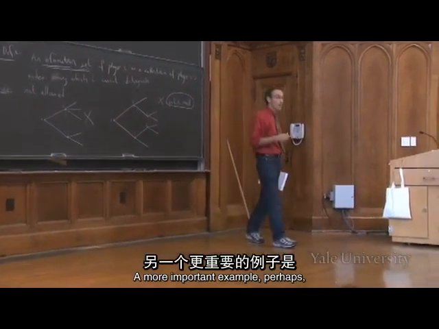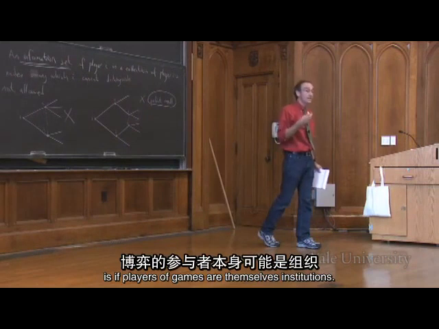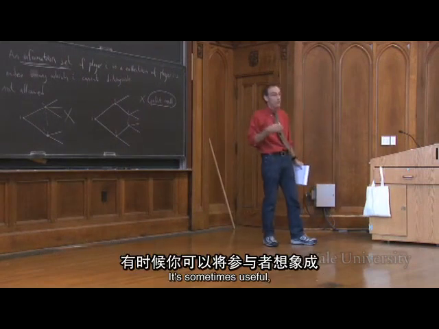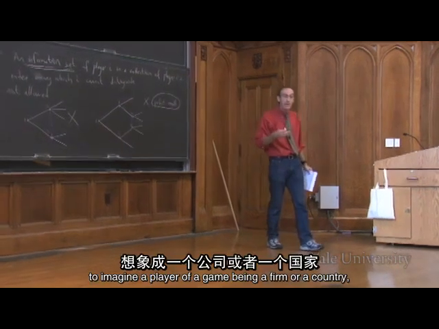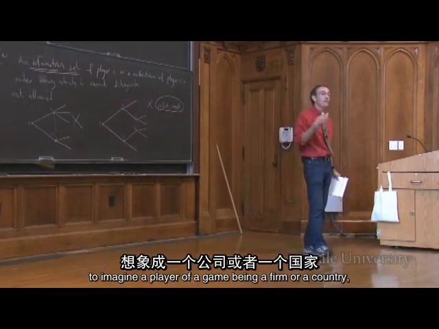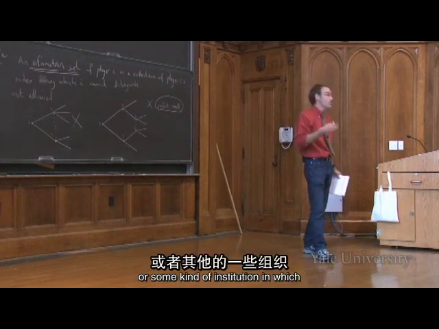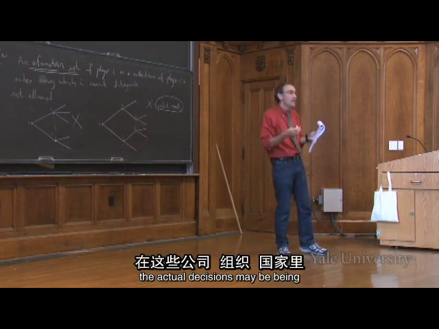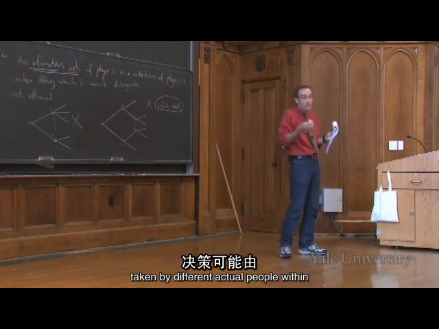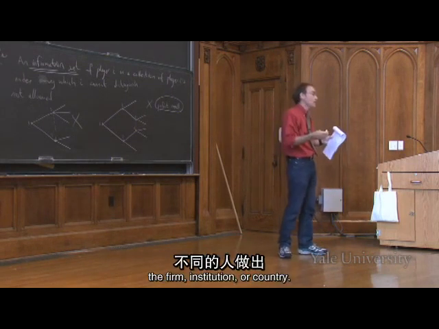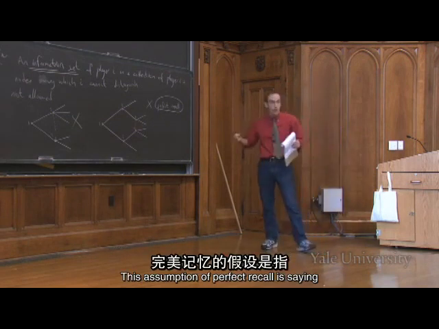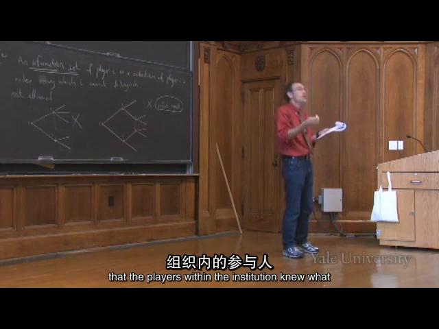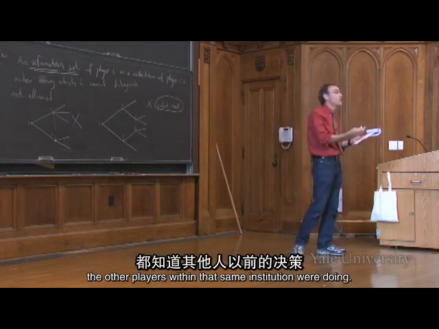A more important example, perhaps, is if players of games are themselves institutions. It's sometimes useful, and we've often talked about it in this class, to imagine a player of a game being a firm or a country or some kind of institution in which the actual decisions may be taken by different people within it. And this assumption of perfect recall is saying that the players within the institution knew what the other players within that same institution were doing.